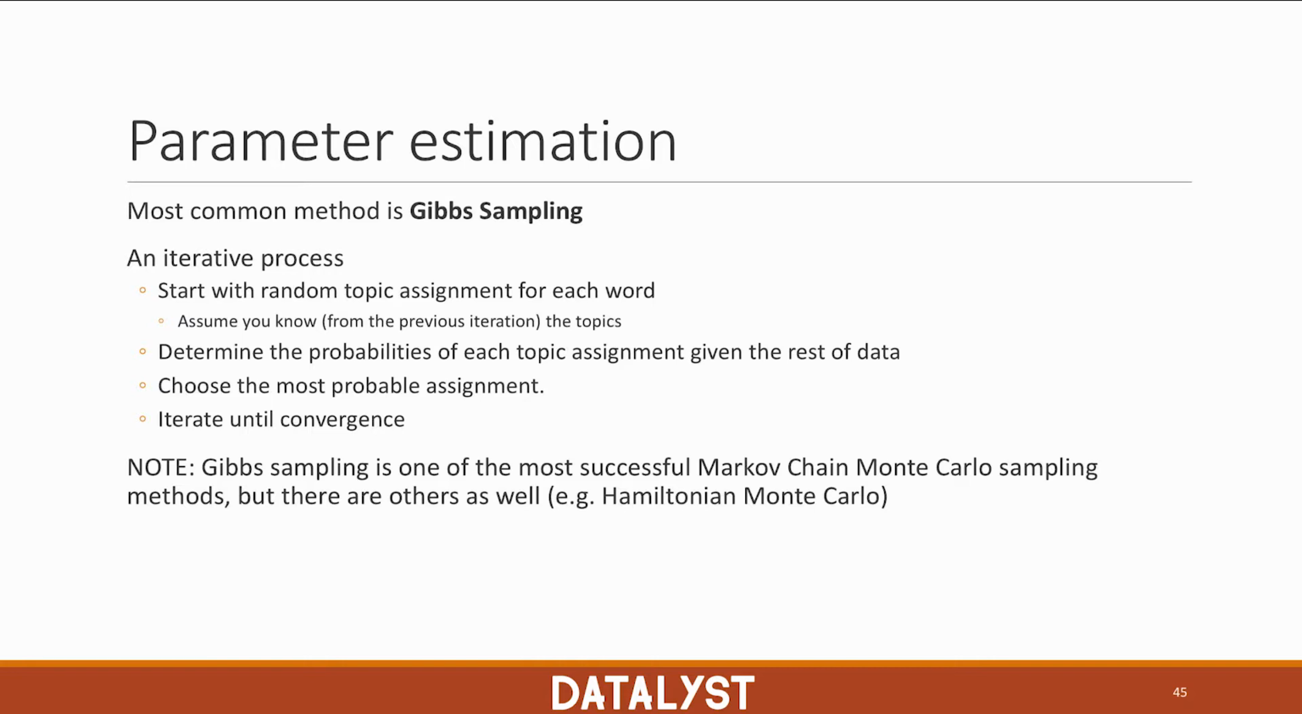Through Gibbs sampling, we do the following. We start by assigning words randomly to each topic, and then we determine the probabilities of each topic given the rest of the data. We choose the most probable assignment of documents to topics, and then we iterate this process until the algorithm converges and the probability assignments of words to topics and documents to topics do not change.